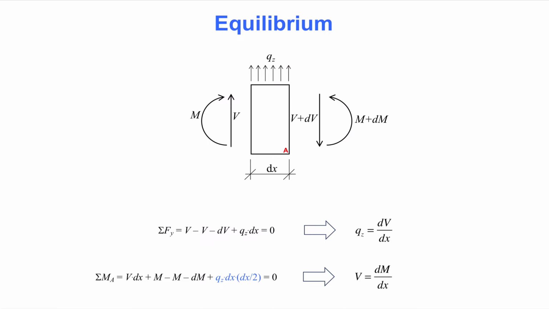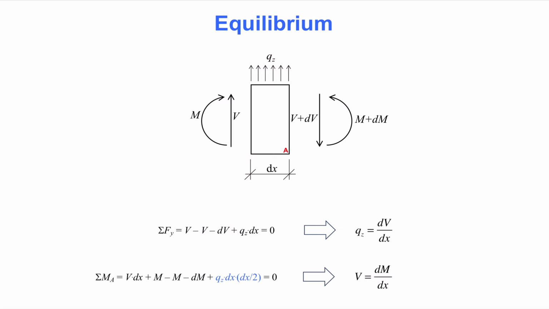Vertical equilibrium is considered first, and results in the fact that the distributed load equals the derivative of the shear force. Moment equilibrium about the rightmost edge, identified as point A in the figure, gives that the shear force is the derivative of the bending moment. Notice the term marked in blue in the moment equilibrium equation. It accounts for the fact that the resultant of the load on this infinitesimally small element is Qz times dx.